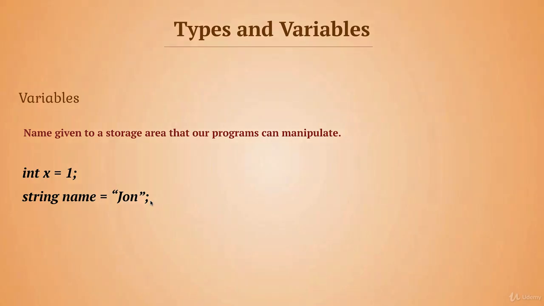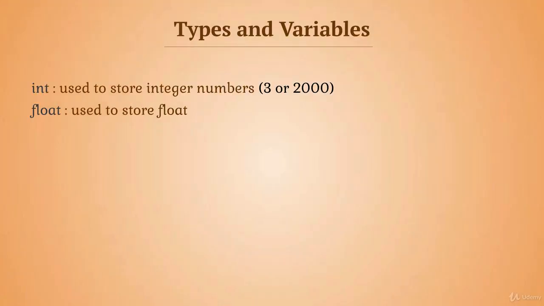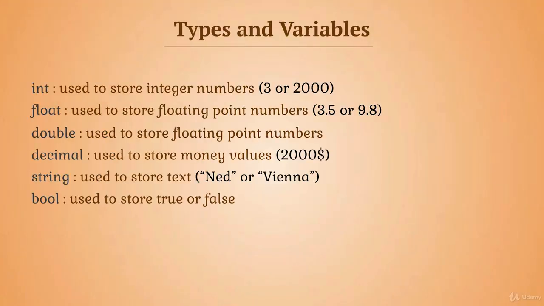Now, let's see some basic data types in C#. Actually, this is only some of them. There are many more than this. The very famous one that you will be seeing a lot is the int, which stores integer numbers like 3 or 2000 or any integer number. It has a minimum and a maximum, and we will discuss this later.